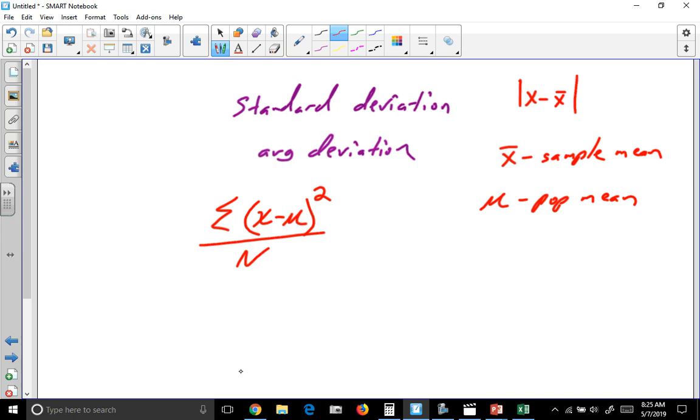So to get the deviation for the population, we square the deviations, we add those together, and we divide by n. But notice, once we square it, that changes the size of our deviation. So we call this the variance.